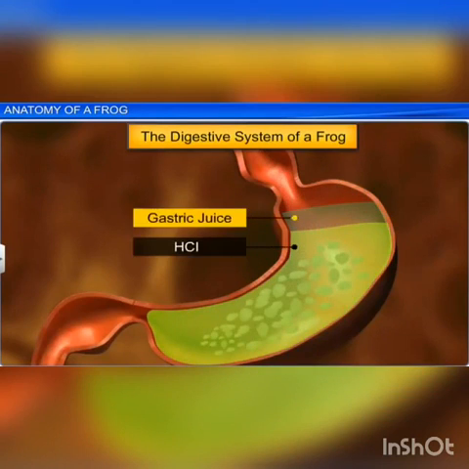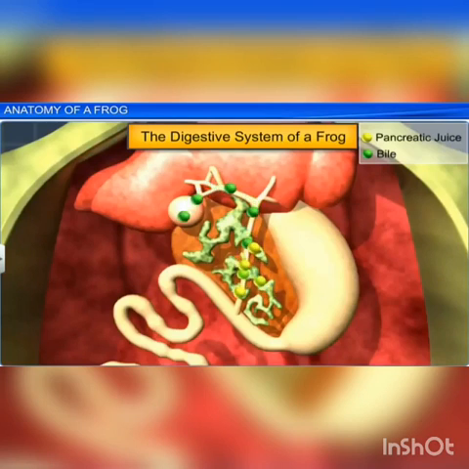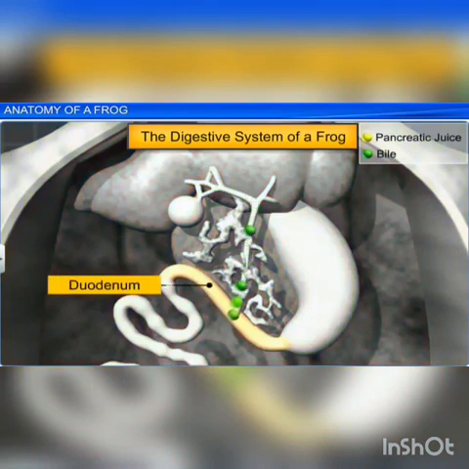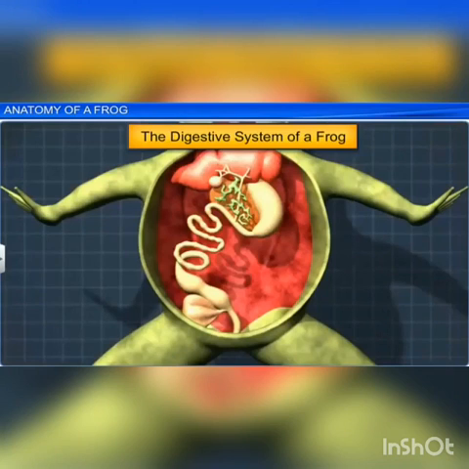This partially digested food called chyme is passed from the stomach to the first part of the intestine, that is the duodenum. The duodenum receives bile from the gallbladder and pancreatic juice from the pancreas through a common bile duct. This bile emulsifies or breaks down fat and the pancreatic juices digest carbohydrates, proteins and lipids. Final digestion takes place in the intestine.